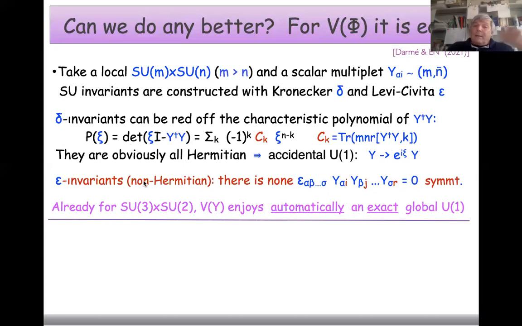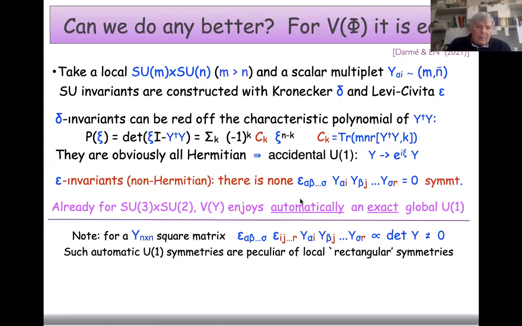The epsilon invariants, which are in general non-Hermitian, so they would violate this invariance, there is none. And there is none because to make a singlet of the SU(M), I need a Levi-Civita with M indices and M field components. But then all these field components carry an N index. But since N is less than M, somewhere I need a repeated index. So there will be a component with the same index under SU(N), unavoidable. Such a combination vanishes identically because epsilon is totally antisymmetric. So already a simple symmetry like SU(3) cross SU(2) yields a potential that automatically enjoys an exact global U(1).